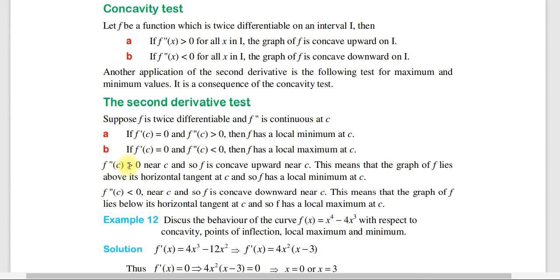So the second derivative of f at c is greater than 0 near c, and so f is concave upward near c. This means that the graph of f lies above its horizontal tangent at c, and so f has a local minimum at c. If the second derivative of f at c is less than 0 near c, then f is concave downward near c. This means that the graph of f lies below its horizontal tangent at c, and so f has a local maximum at c.